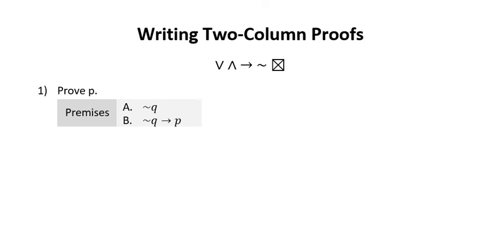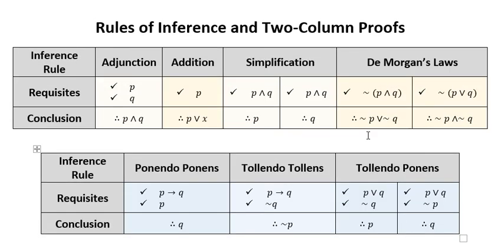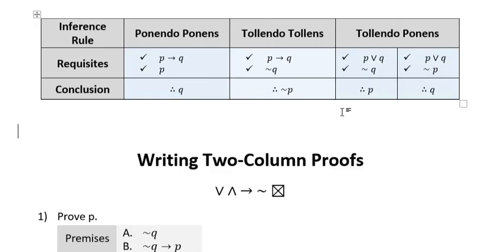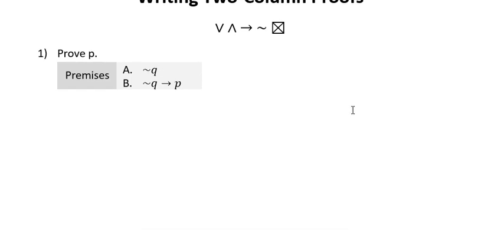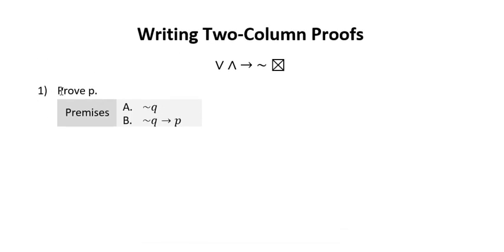Okay, in this video, we're going to see how to write two-column proofs. We're going to use the inference rules that we studied before. So let's begin. In this exercise, they ask me to prove P. Basically, I need to find out that P is actually true.